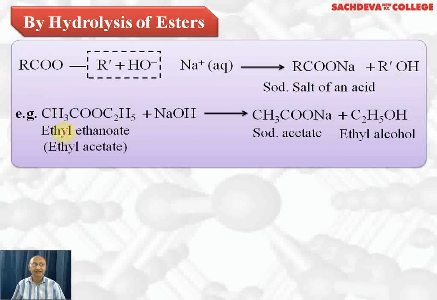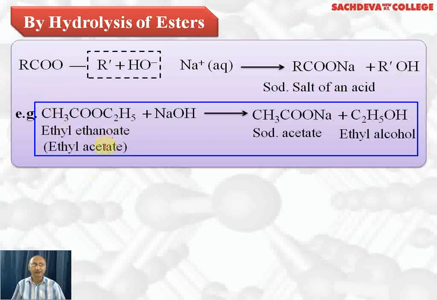Let's take a specific example, ethyl ethanoate, whose common name is ethyl acetate. We are treating with sodium hydroxide, the bond will break here and you will get C2H5OH plus CH3COONa, that is sodium acetate, and ethyl alcohol will be formed. So by hydrolysis of esters also we can prepare alcohol.